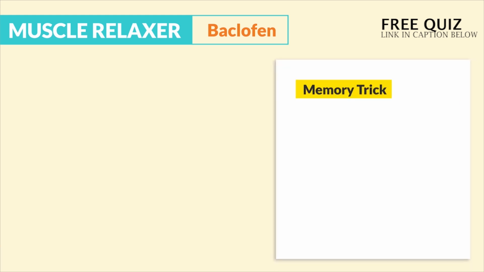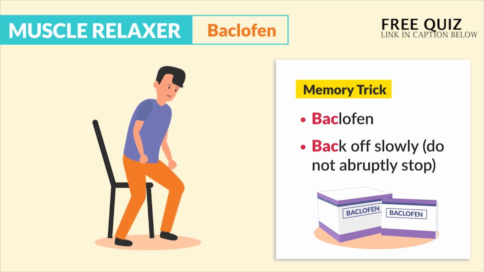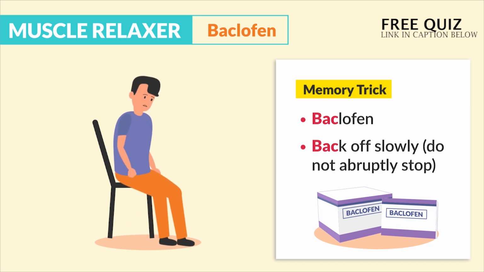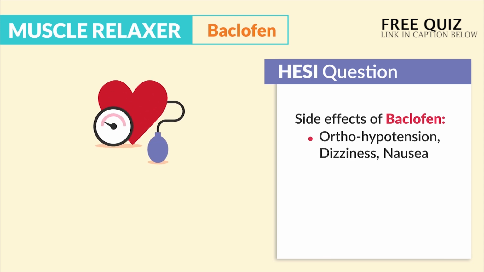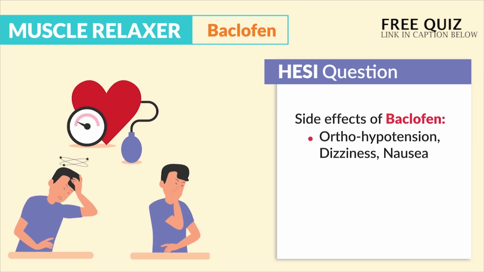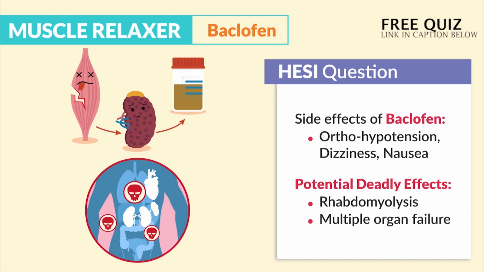So the memory trick here is Baclofen. You gotta back off slowly, do not abruptly stop, and change positions slowly. Basically, get off your back in Baclofen very slowly. Now, the HESI had a question about this, stating that the side effects of Baclofen are orthostatic hypotension, dizziness, and nausea. And a potential deadly effect is rhabdomyolysis and multiple organ failure. Now, these two were only mentioned by the HESI, and we didn't see them mentioned by any other question bank. So keep that in mind.